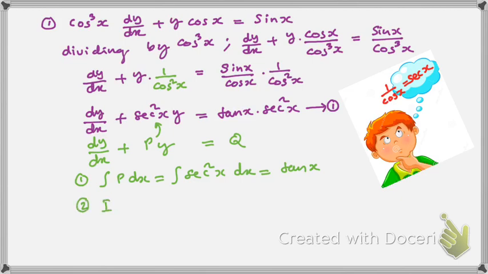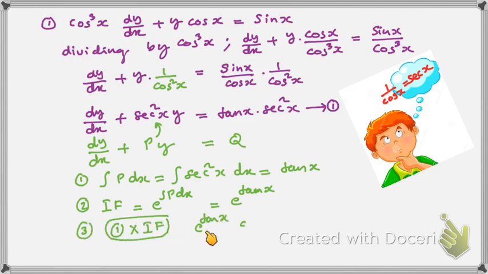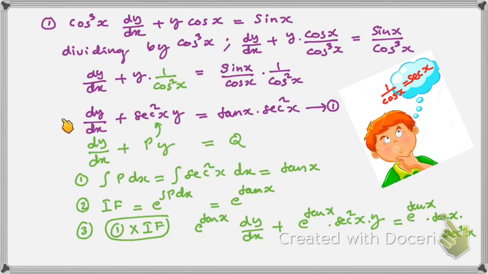Second step is to find the integrating factor, which is e to the power of integral p dx. That's e raised to integral p dx, which is tan x, and e raised to tan x cannot be further simplified, so e raised to tan x. And the third step is to multiply equation number 1 throughout by the integrating factor. So I multiply each term in equation number 1 by the integrating factor, which is e raised to tan x. So e raised to tan x into dy by dx plus e raised to tan x into sec square x into y is equal to e raised to tan x into tan x into sec square x.